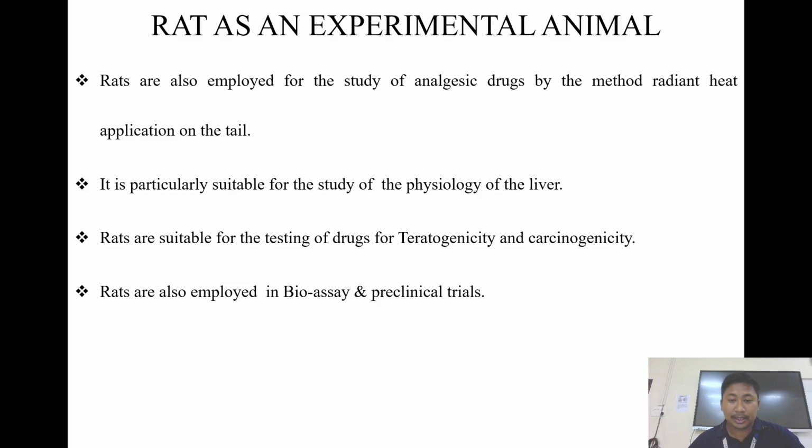Again, rats are very suitable for testing drugs for teratogenicity and carcinogenicity. And we know teratogenicity is a very important topic we must discuss. When any drug crosses the placental barrier, we call it a teratogen, and there is a chance that it will develop a phenomenon we call teratogenicity. We find this mostly in pregnant women, so we must be careful, and before it goes to humans, we always screen in the rat.